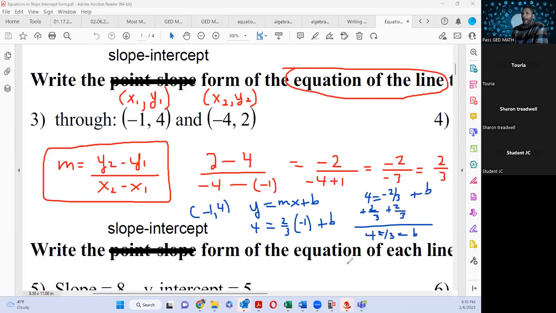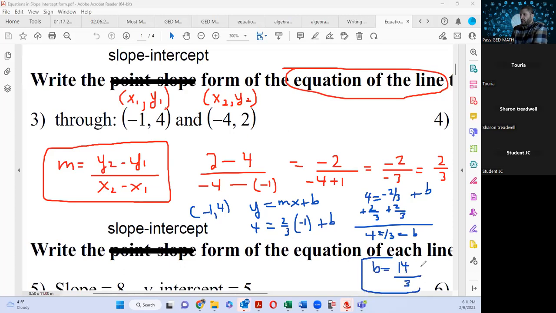14 over 3. How did you do that? I plug it in my calculator. You put it in your calculator. Well, how we do it by hand is you multiply 3 times 4, which is 12. Add 2. It's 14. So your b is 14/3.